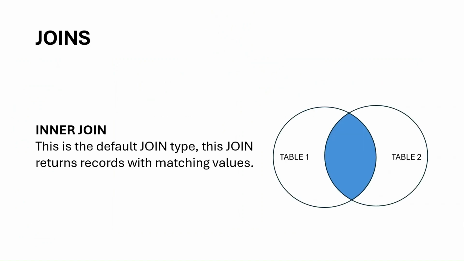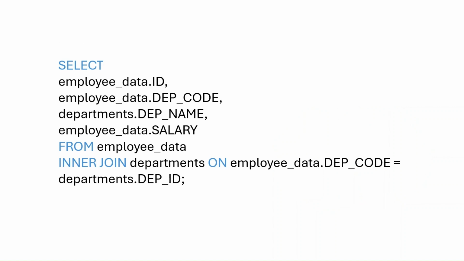The first type of join we're going to look at, which is the default type, is the inner join. This join returns records with matching values from the two tables. Let's look at a query showing this example. Let us take the following query and walk through it.